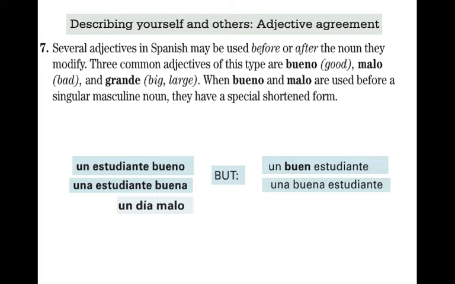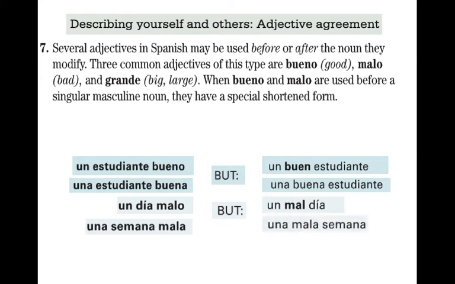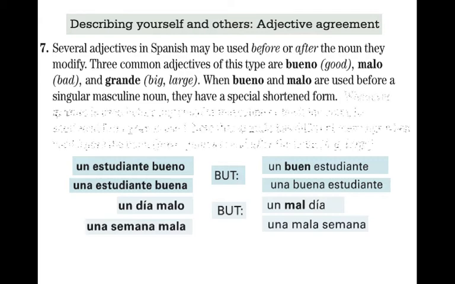Take a look at malo. Repitan. Un día malo. But repitan, un mal día. Similarly to buena, repitan. Una semana mala. Una mala semana. So, bueno and malo truncate in front of just the masculine singular nouns.